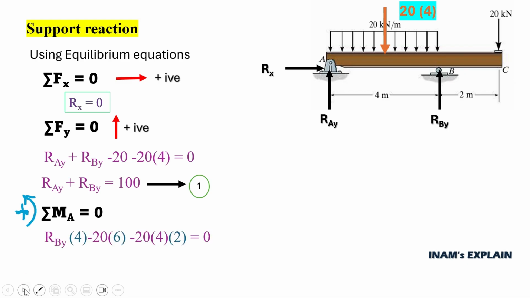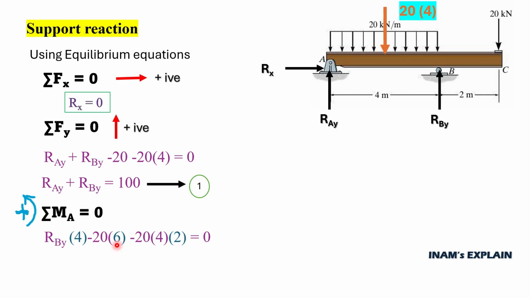Now here you can see that RBY, this support reaction at this point A, is producing the anti-clockwise moment, meaning positive RBY, this force into this perpendicular distance, which is 4. Now this concentrated load is producing the clockwise moment at point A, so I am taking it as negative because I am taking the anti-clockwise moment as positive. So minus this concentrated load, which is 20, into this overall perpendicular length, which is 4 plus 2, which yields 6 meter.